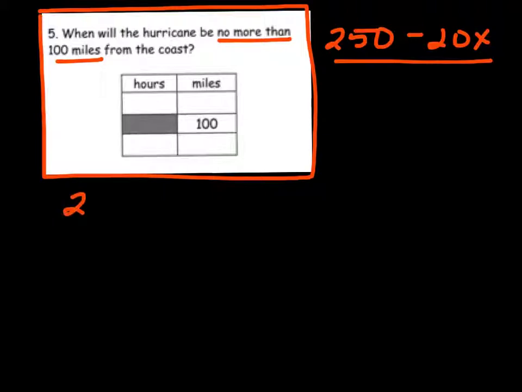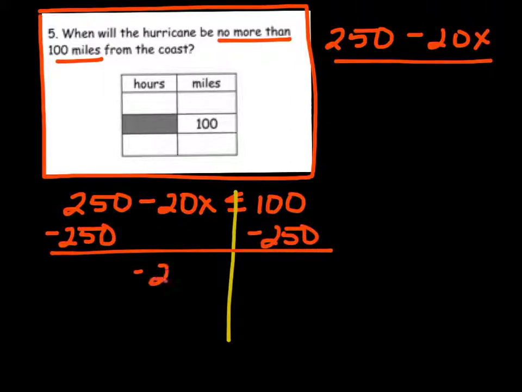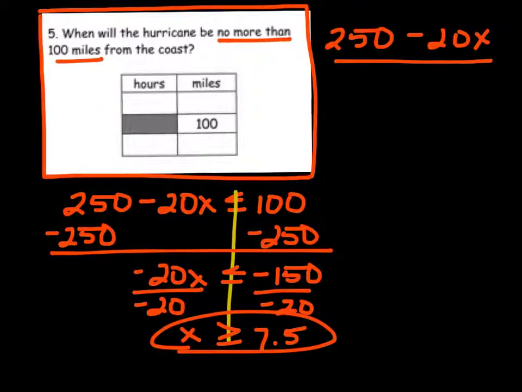So I'm going to set my expression 250 minus 20x, and it has to be no more than, so again, less than or equal to 100 miles. I'm going to solve this the exact same as I solved the last one. I'm going to start by subtracting 250 from both sides. That's going to leave me with negative 20x is less than or equal to negative 150. And then I divide both sides by negative 20. When I divide both sides by negative 20, I'm going to get x is greater than or equal to, sign flips, 7.5. So that means it takes 7.5 hours to reach 100.